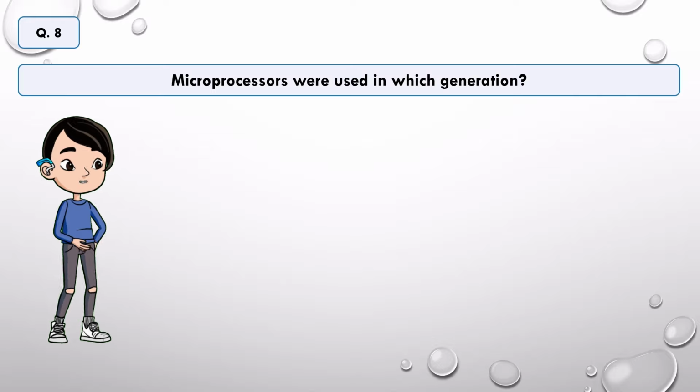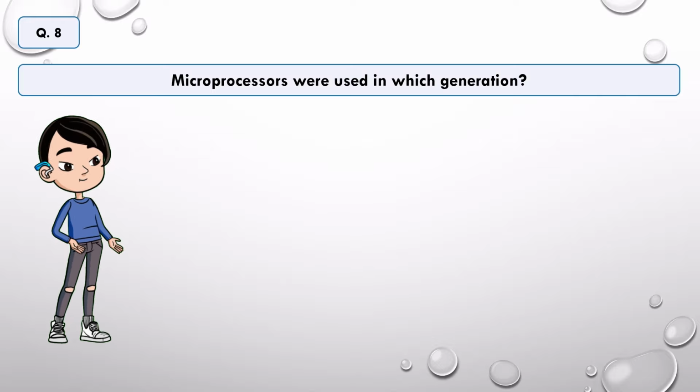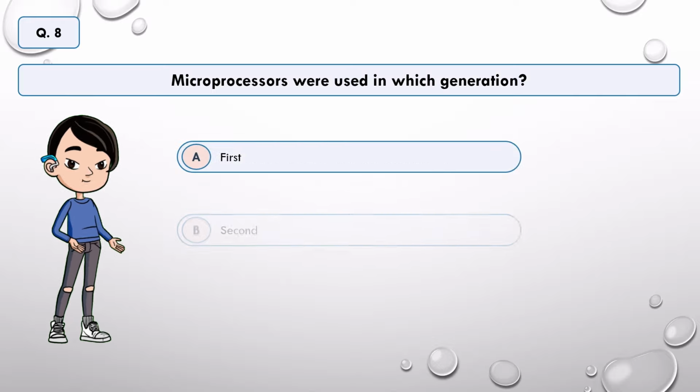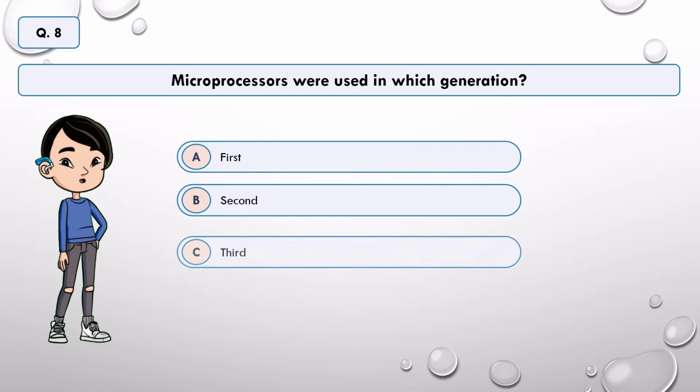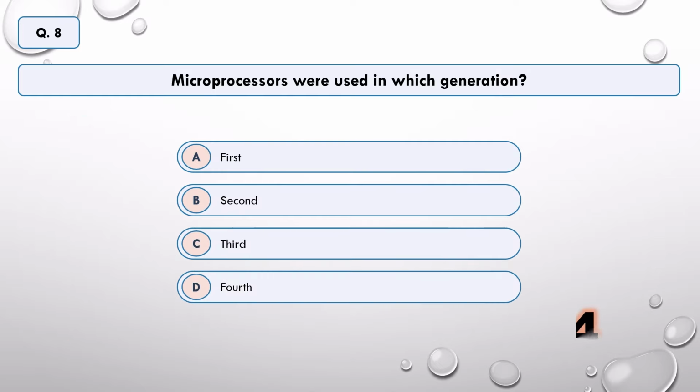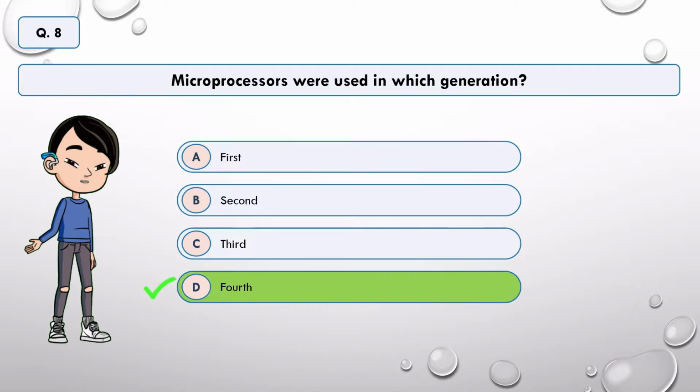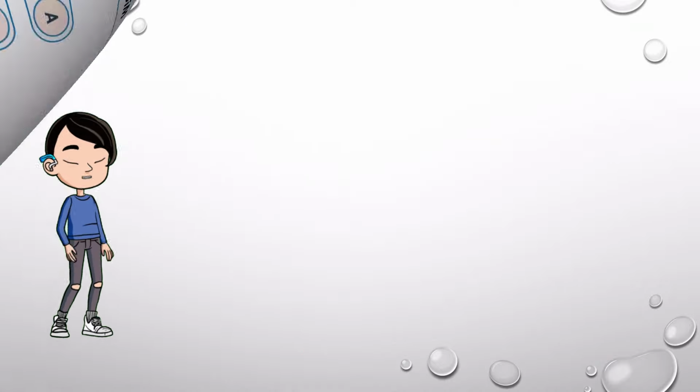Question 8. Microprocessors were used in which generation? Options are A. First, B. Second, C. Third, D. Fourth. Answer is fourth.